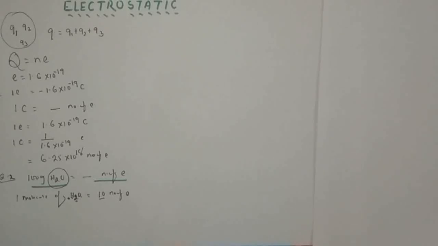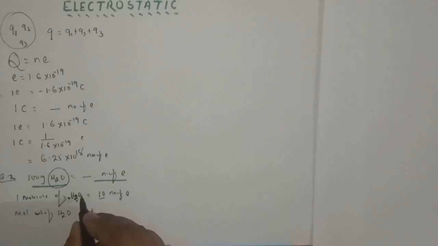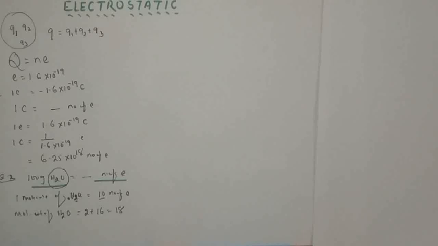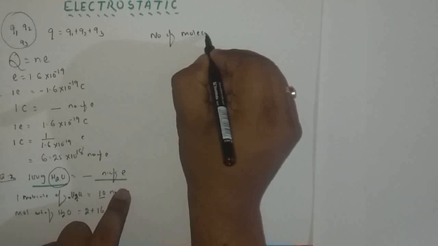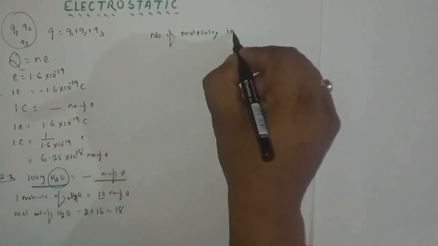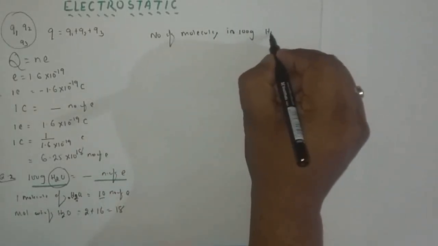Now my question is, what is the molecular weight? If I calculate, for hydrogen 1 plus 1, 2. For oxygen, 16. So we are getting 18 as the molecular weight. What is the formula for the total number of molecules? So, the number of molecules in 100 gram of water.